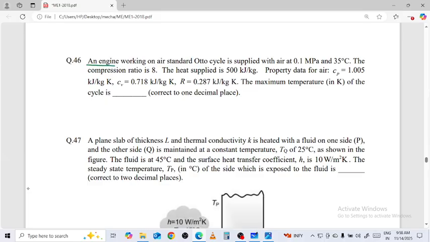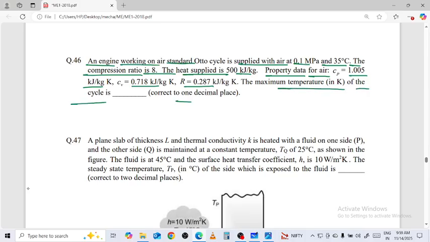Now an engine working on an air standard Otto cycle is supplied air at 0.1 megapascal and 35 degrees Celsius. Compression ratio is 8. Heat supplied 500 kilojoule per kilogram. Property of air: Cv 1.005 kilojoule per kilogram Kelvin, PV = RT. Maximum temperature of the cycle is to be asked over here.